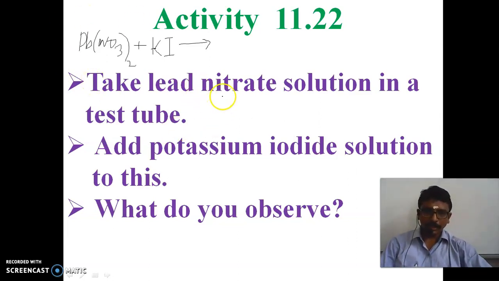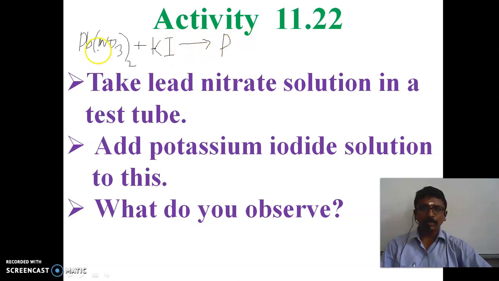The starting materials are lead nitrate and potassium iodide. So from that, what is the formula for potassium iodide plus lead nitrate? We can get lead iodide. We can get the product what? Lead iodide and potassium nitrate as the products.